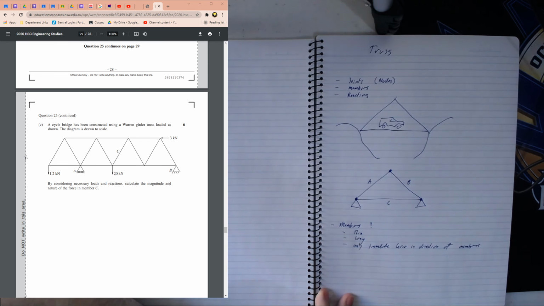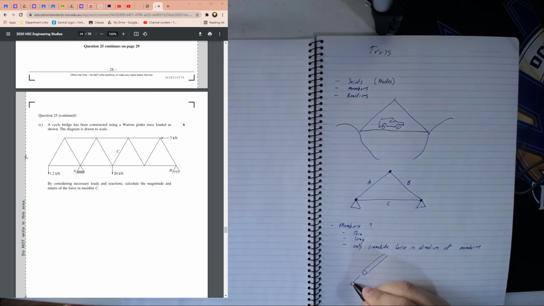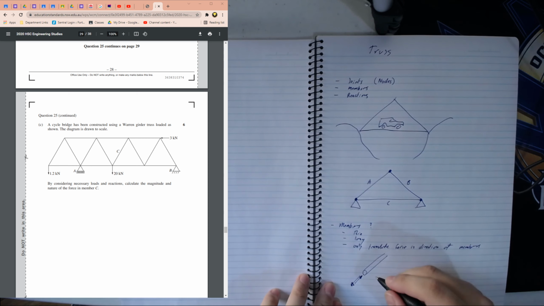Let me just show what I mean by that. So if I do a 3D, this over here is a member. It is clearly a long and thin member. It can only translate force in that direction, or that direction. It can only go in or out.